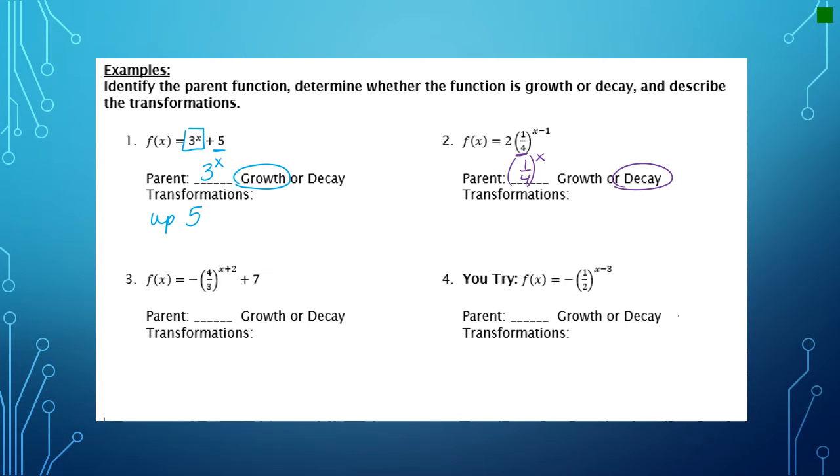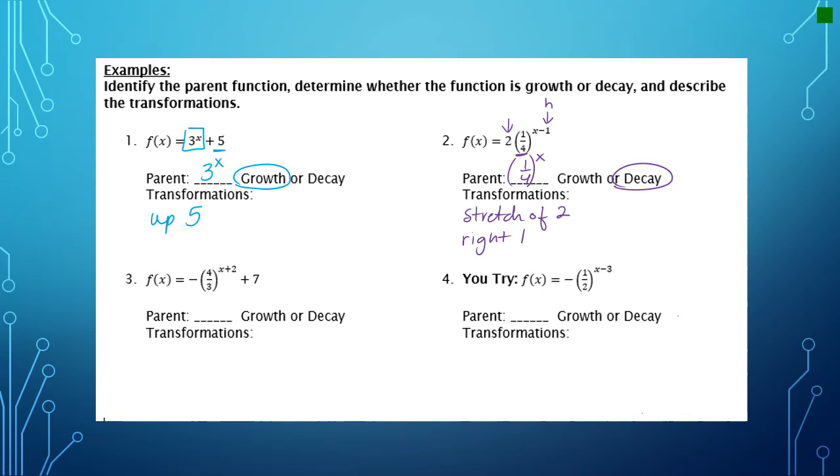And then as for my transformations, I like to go from left to right. So I have this 2 right here. That tells me that it's a stretch. Remember that numbers larger than 1 are a stretch. Numbers between 0 and 1 are a shrink. So this is a stretch of 2. And then this -1 here, that's the h number. That's telling me that this graph is going to shift right 1.